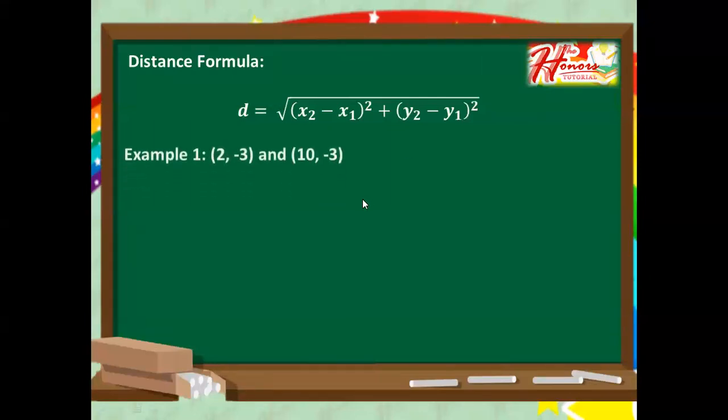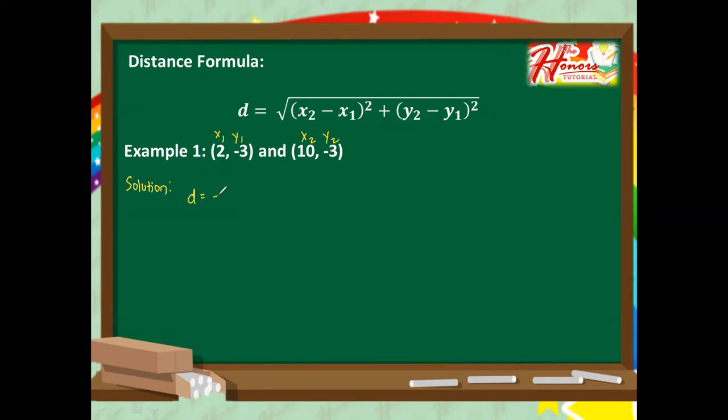Let us have our first example. We have here 2 and negative 3 and 10 and negative 3. So let us have our solution here. Let us identify first which is x sub 1 and x sub 2. This is x sub 1, this is y sub 1, this is x sub 2, and this is y sub 2.